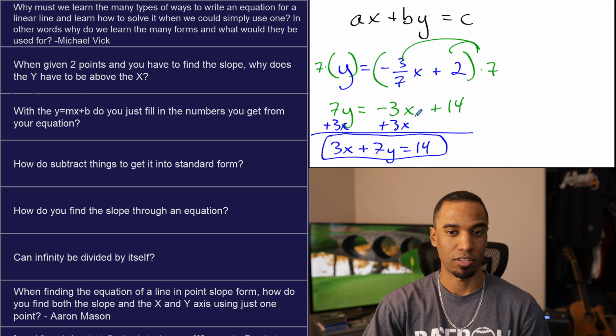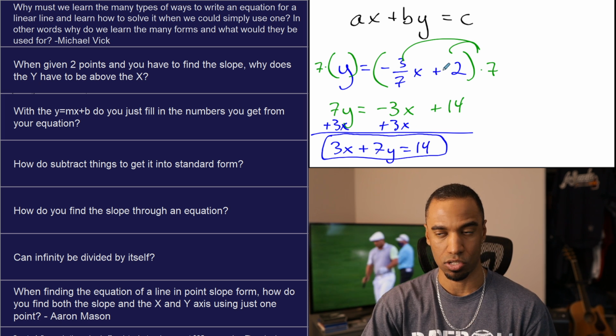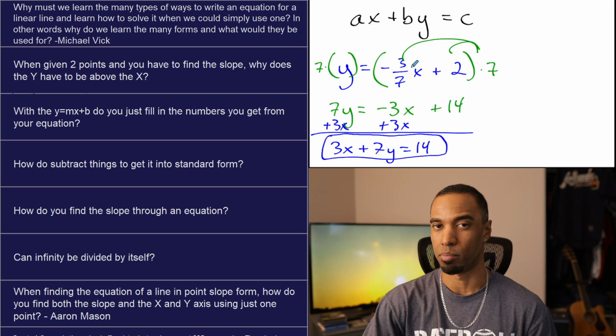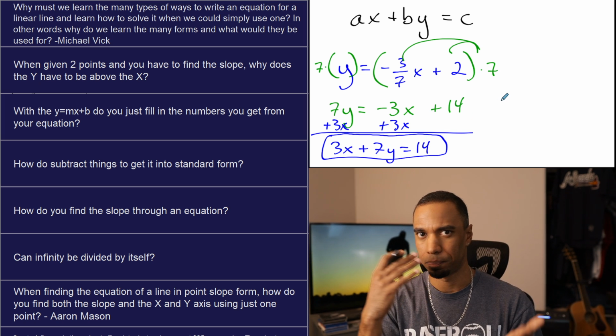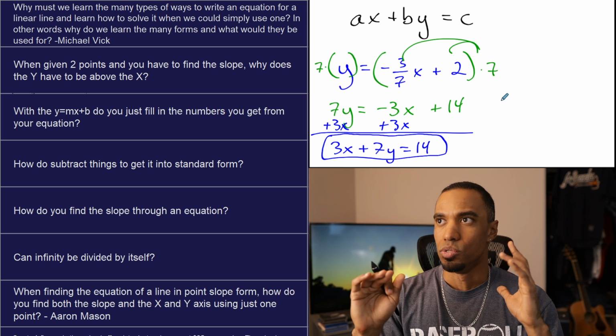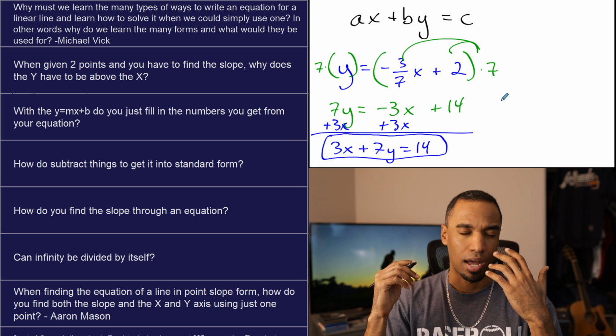Now, standard form doesn't have its graphing uses the same way that it does in slope-intercept form. If you already have slope-intercept form, you should probably use that. Standard form might have its uses to put in here, especially when it comes to using the elimination method for systems of equations.